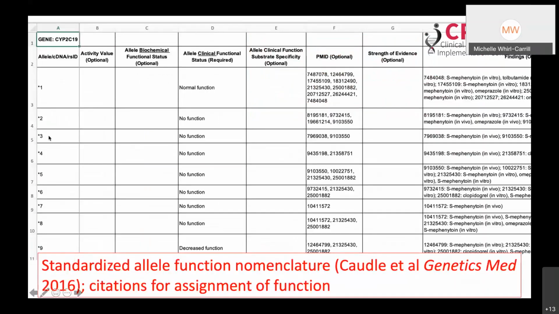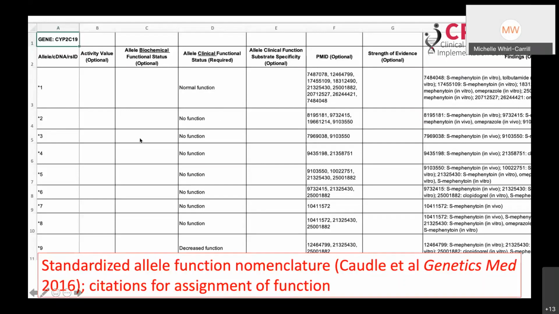We also create tables that have every star allele and give a function for that star allele. So remember, the star allele is a representation of all the changes along the entire gene, and those changes change the function of the gene in some cases. So typically star one is normal functioning because it's your reference sequence essentially in most cases.